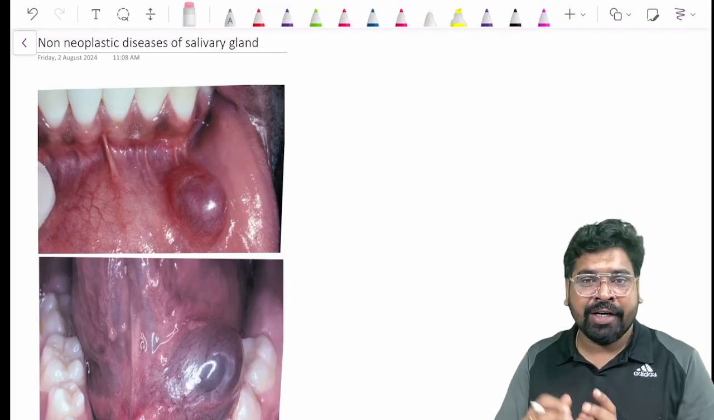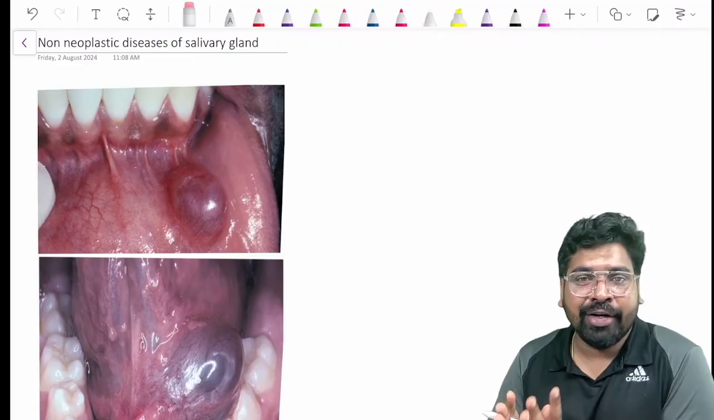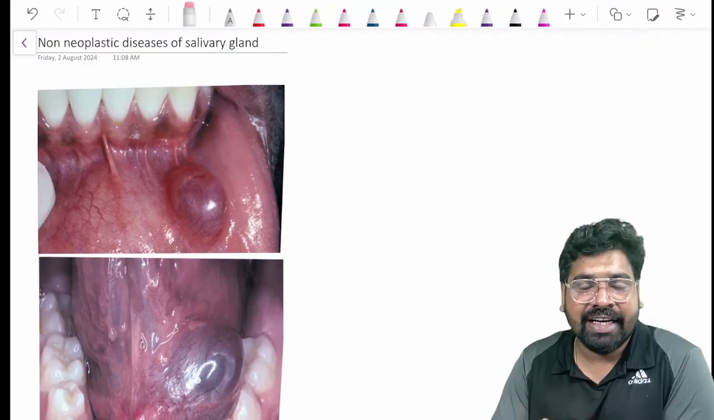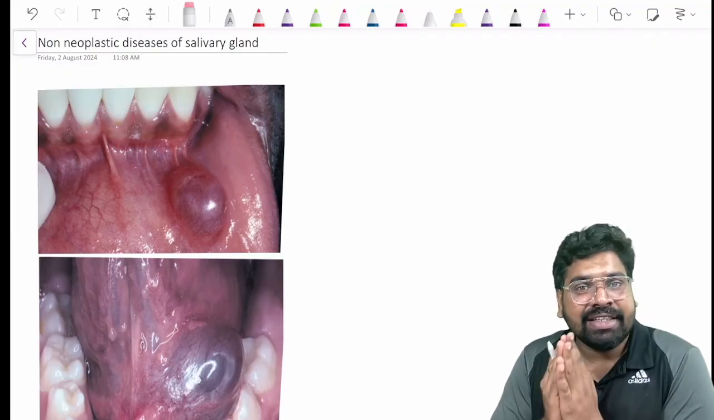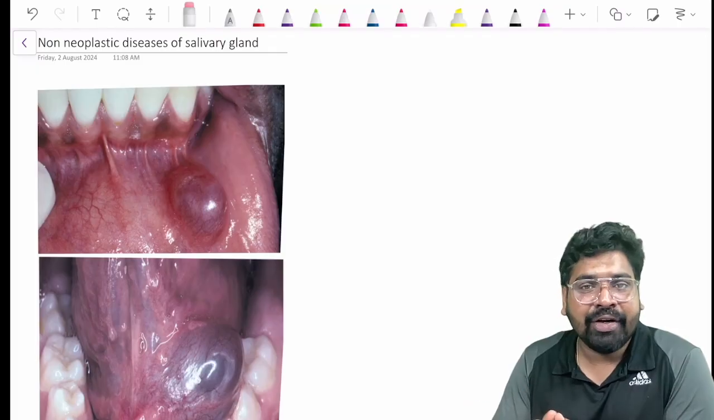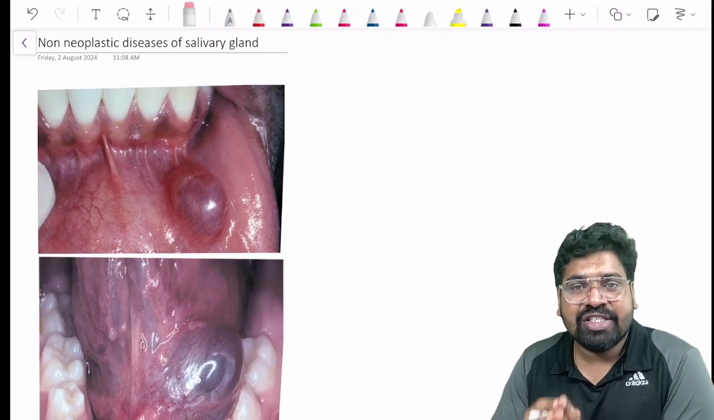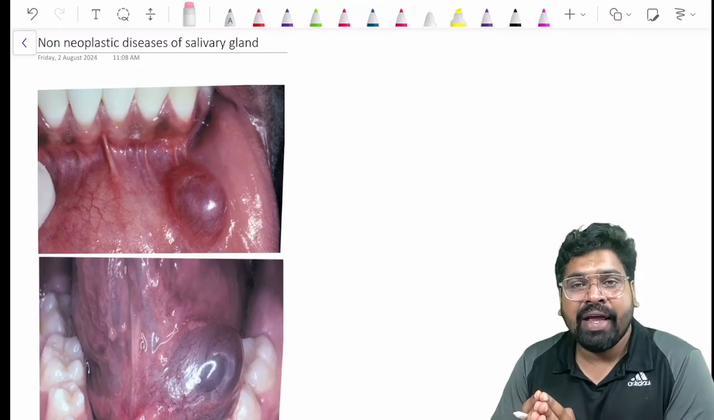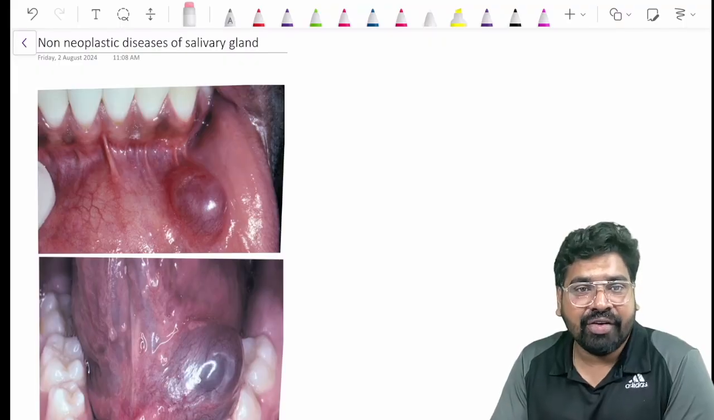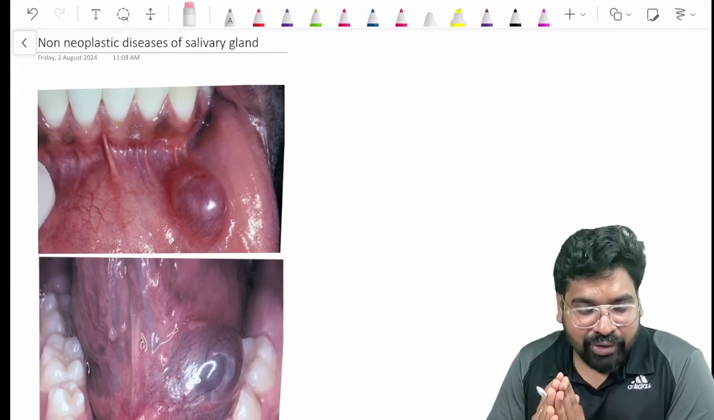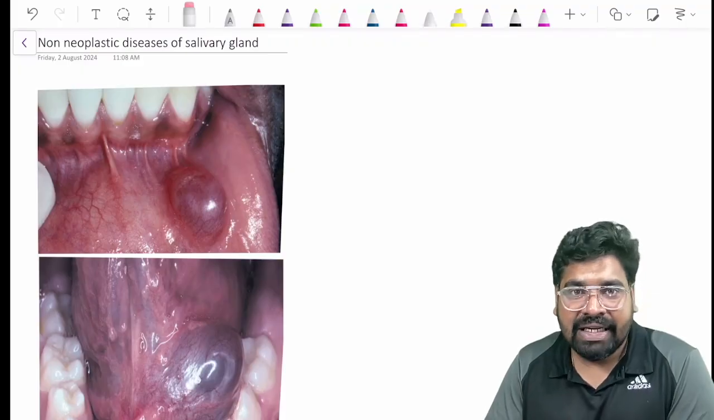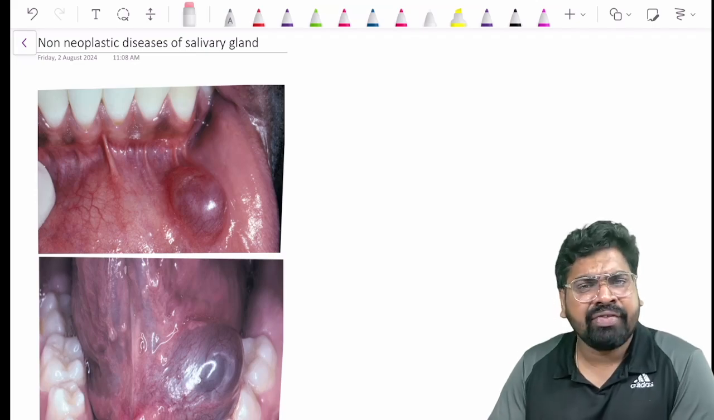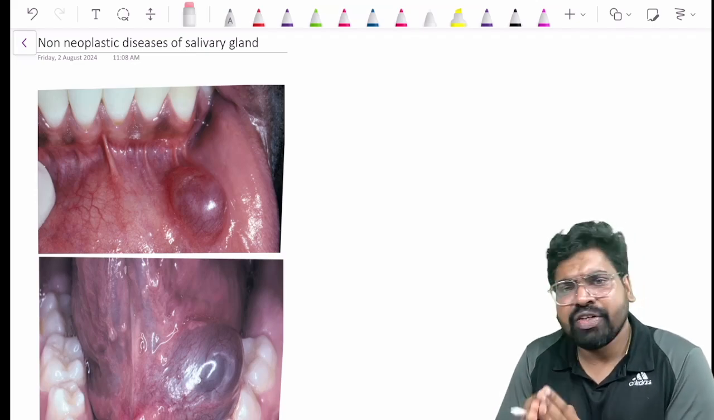So far we have discussed the benign and malignant tumors of the salivary gland. Now there is another section of lesions in salivary glands which are neither benign nor malignant tumors, but you can see swellings or lesions in the salivary gland because of reasons other than neoplasm. Those will be discussed here, and this is a very easy topic. There are a few facts and concepts here that we should understand.